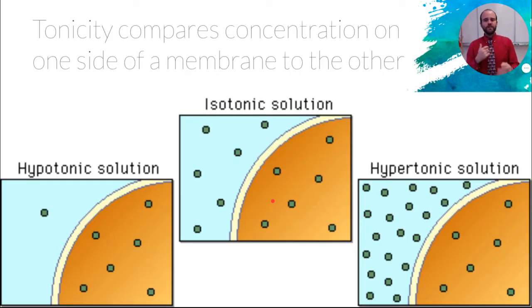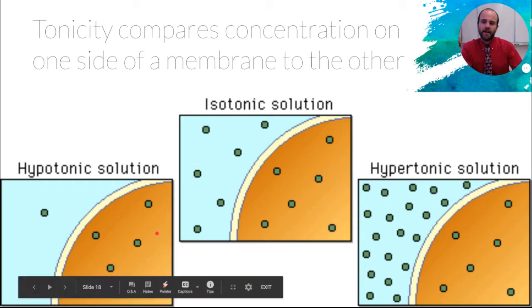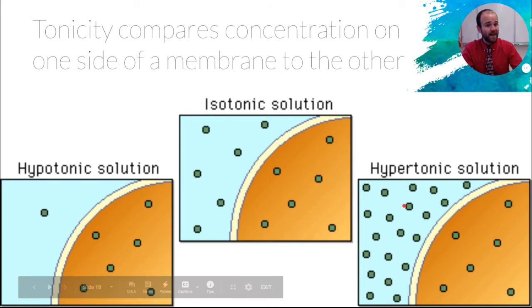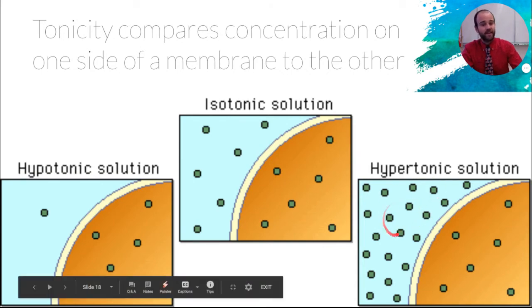So here's some good images. Hypotonic, too little solute. So you can see the dissolved solute particles are in green. The ratio of how much is outside is way less than what's inside. Isotonic, it's pretty equal. And here, hypertonic, too much, you can see that it's way more outside than is inside.